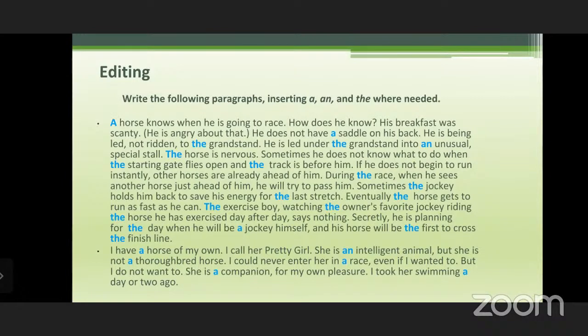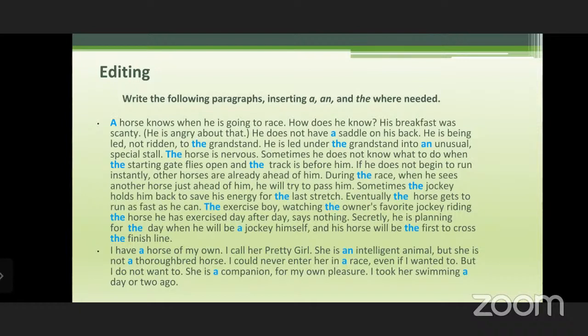Sometimes he does not know what to do when dash starting gate flies open. So starting gate, it's a specific thing. So you have to use the definite article, the. And the dash track is before him. So dash track, it is also a particular, specific thing. So for that, you have to use the article, the. If he does not begin to run instantly, other horses are already ahead of him. During dash race, during the race, when he sees another horse just ahead of him, he will try to pass him.